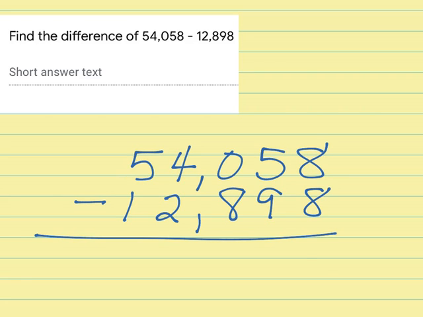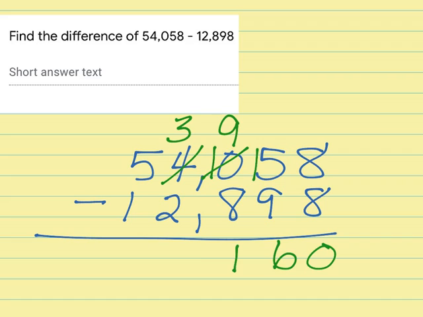Okay, 8 minus 8 is 0. I cannot do 5 minus 9, so I borrow from my hundreds. I cannot do that, so I borrow from my thousands. That leaves me with 3. I now have 10 in my hundreds, so I can finally borrow. That becomes a 9, and now I can do 15 take away 9, which is 6. 9 take away 8 is 1. 3 take away 2 is 1. 5 take away 1 is 4. So my answer is 41,160. And you're going to type that in without any spaces.